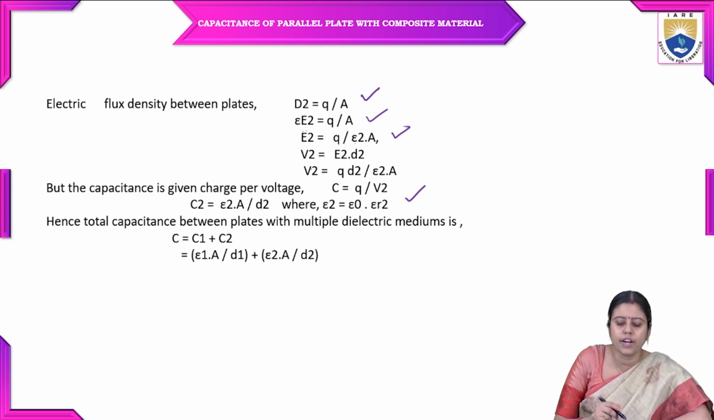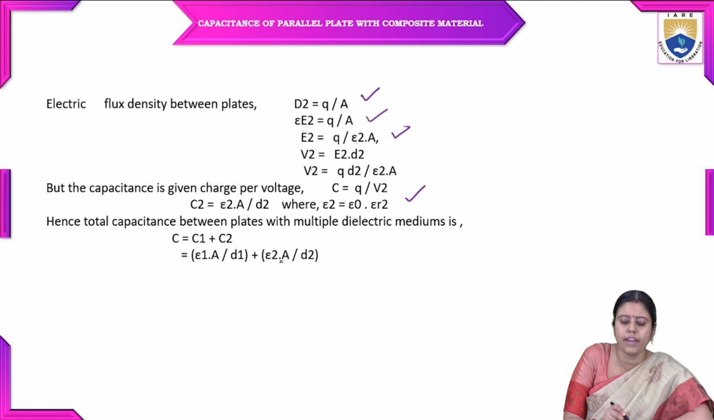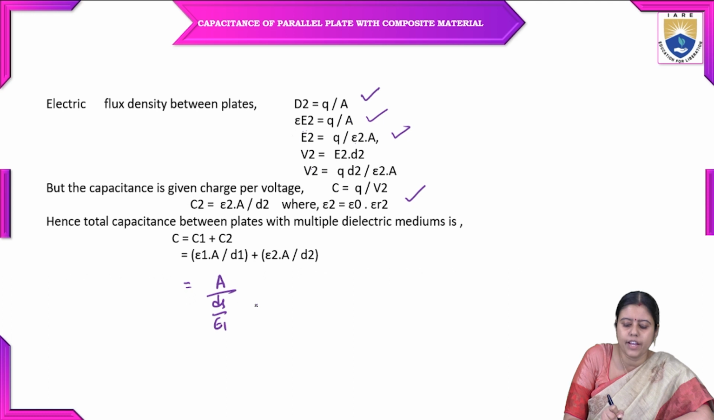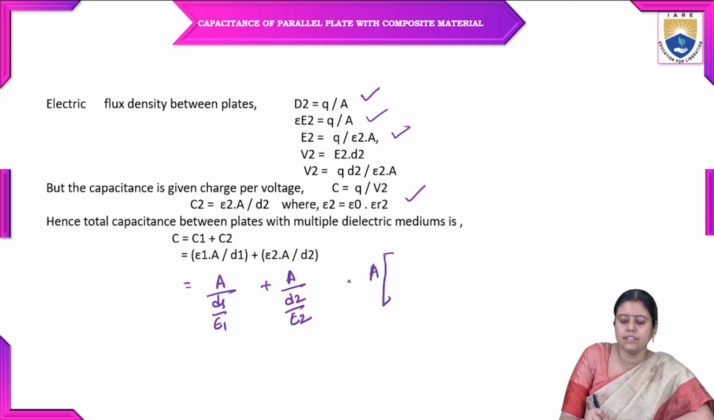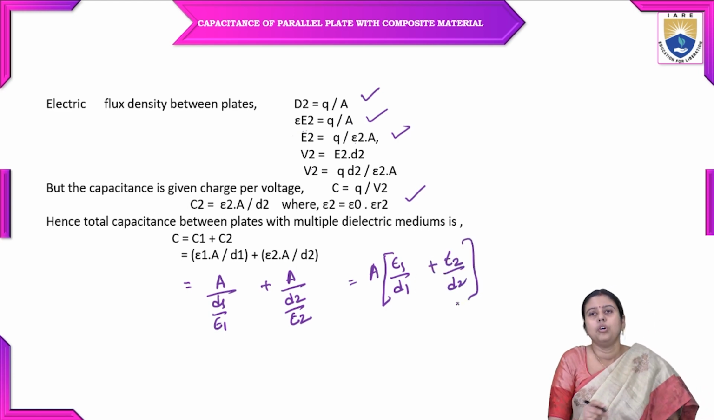We can assume that both are connected in parallel, so the total capacitance C is equal to C1 plus C2. So epsilon 1 A by D1 plus epsilon 2 A by D2. Or we can write A by (D1 by epsilon 1) plus A by (D2 by epsilon 2). Or we can write it like this: A over (epsilon 1 D1 plus epsilon 2 D2). So we can write the equation in a different format.